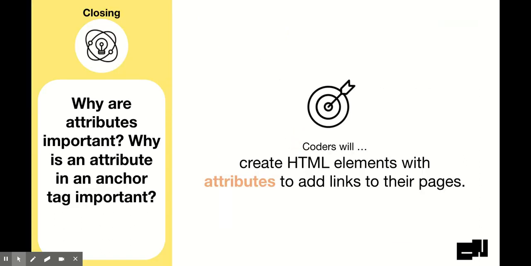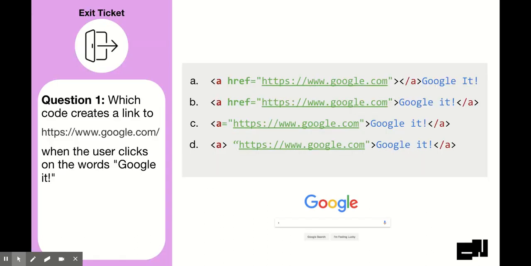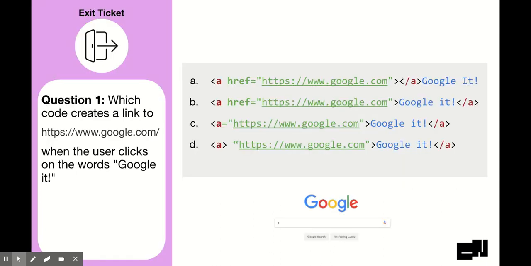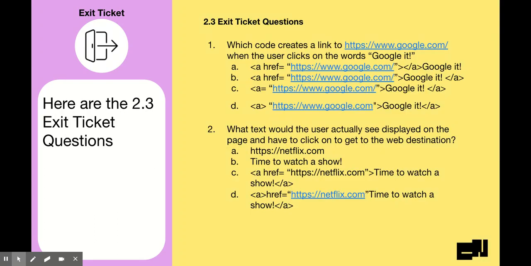So today we created HTML elements with attributes that add links to our pages. Once you finish and you've submitted your independent practice, you can move on to the exit ticket. There are 2 questions and you can find them on Google Classroom. That is all, and great job for making it through learning about anchor tags.